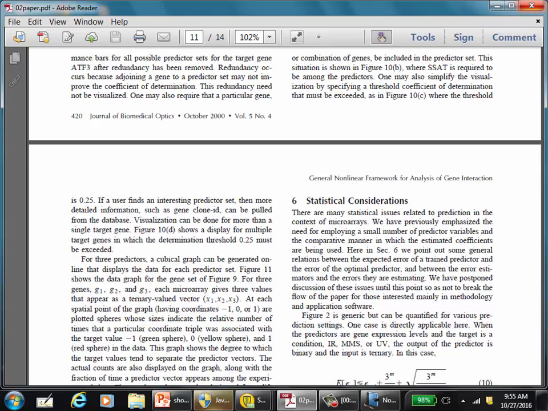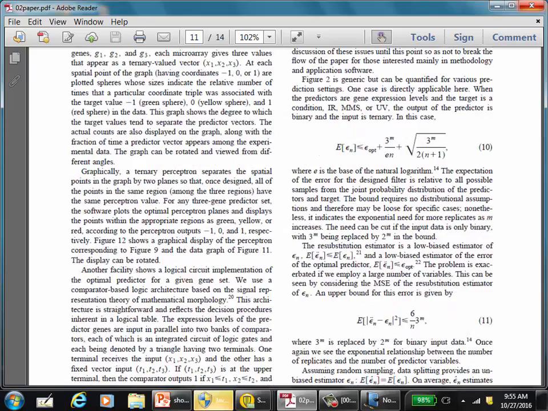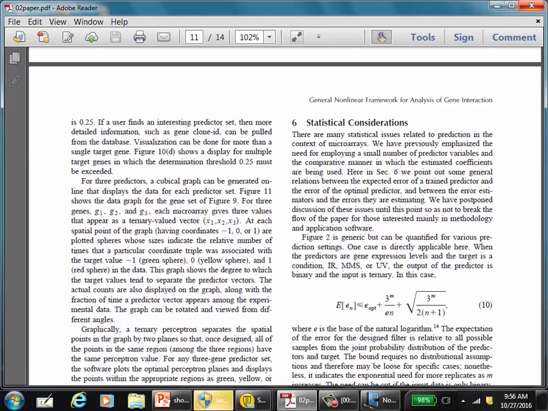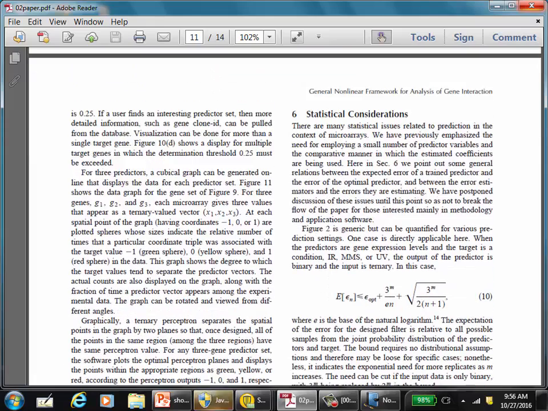Because this is different from many engineering systems where the cause and effect is kind of known, right? Here you don't know. You're just having those snapshots, and based on that, you're trying to find out relationships. And then the last section of this paper is about statistical considerations. It's more mathematical stuff, right? If you're interested, you can take a look.